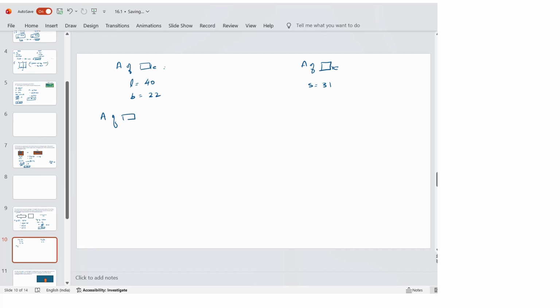So the area of rectangle would be 40 into 22, which is equals to 880 centimeters square. Do not forget the square. And area of this square would be 31 into 31, which is equals to 961 centimeter square. So clearly your area of the square is more. And how much more does it enclose?